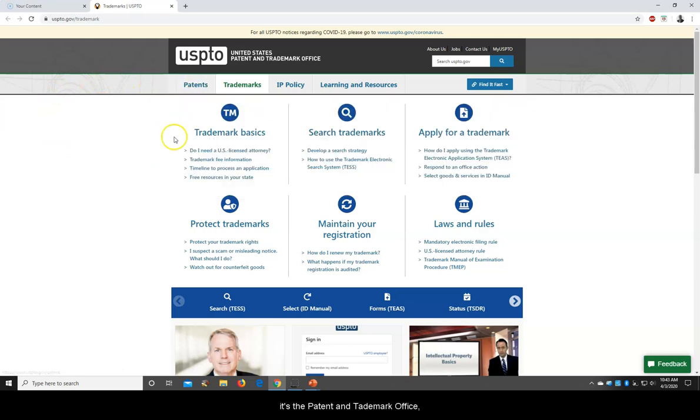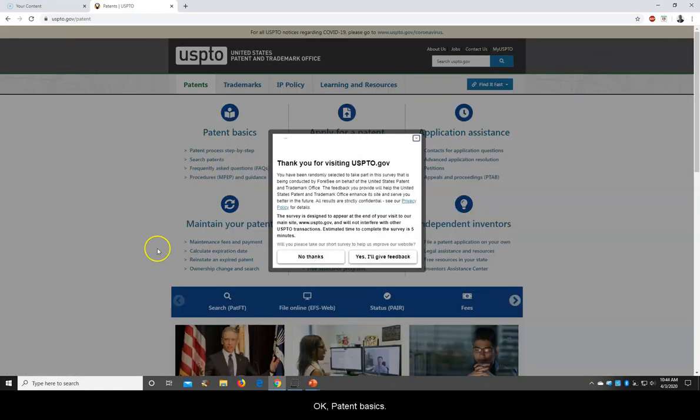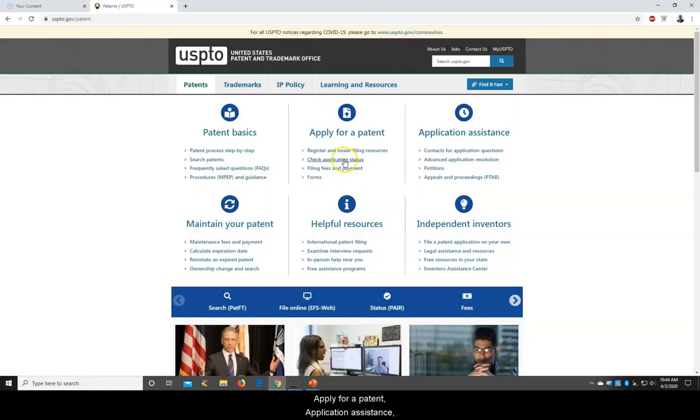Patents, okay, it's the Patent and Trademark Office, basically the same thing. Okay, patent basics. Apply for a patent, application assistance. So you just go to the U.S. Patent and Trademark Office website and you go through it. Now, if you are a big business or become a big business, then you probably want to get a patent lawyer to help you with this. Because with anything else, there can be complications. But it's still a relatively straightforward process. So the Patent and Trademark Office issues patents and trademarks.